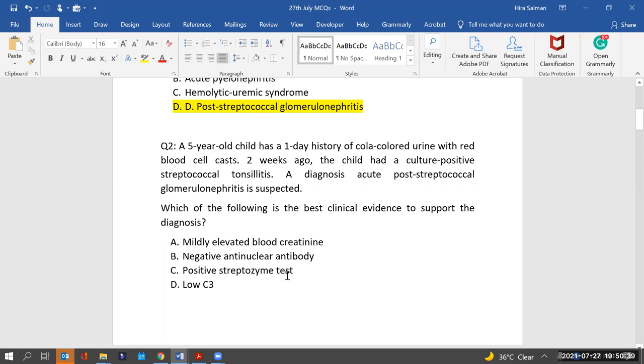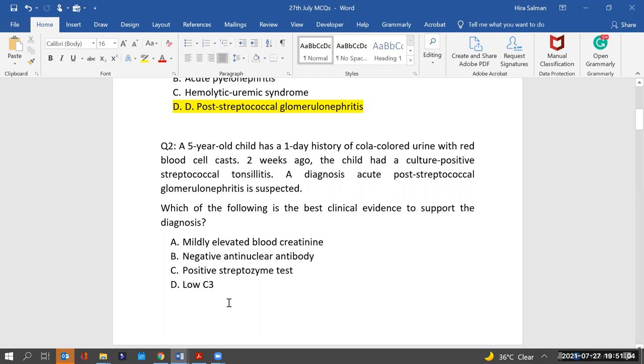Positive streptozyme testing, there is nothing like that streptozyme testing. Only we can check the antibody levels or we can check the complement levels. So here I have told you, just to memorize this thing, that complement proteins are usually low in this type of disease, and we have one particular complement that is C3. So if you have low C3 level or if you have high positive ASO titer or DNase, especially anti-DNase antibodies are there, you will confirm the diagnosis of post-streptococcal.